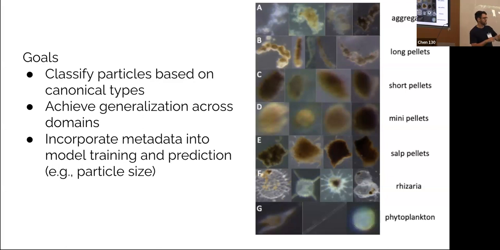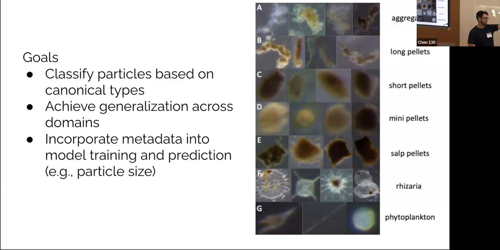And so for this, we need to have domain generalization, where we train on data from different regions and then use that to evaluate on a target set from a region that we haven't seen any data from yet.